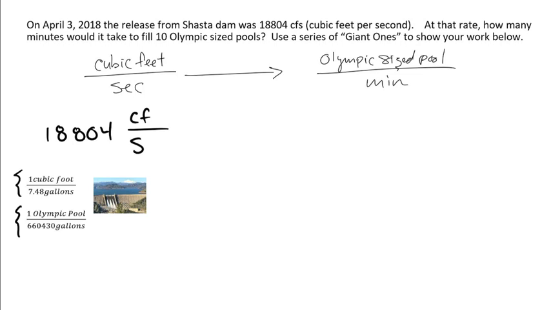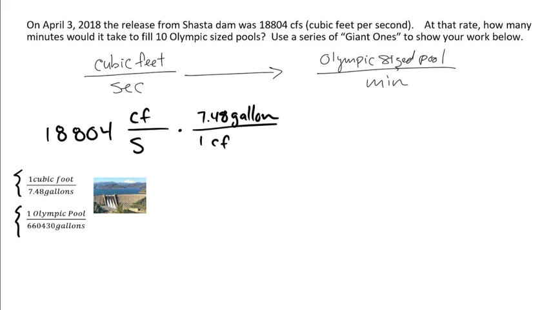One allows me to convert between cubic feet and gallons. So I'm going to use that one first. I'm going to put my cubic feet on the bottom though. So from that giant one that I was given, I'm going to put 1 cubic foot on the bottom, and I'm going to put 7.48 gallons on the top. So 1 cubic foot is equivalent to 7.48 gallons. So now my units are gallons per second.